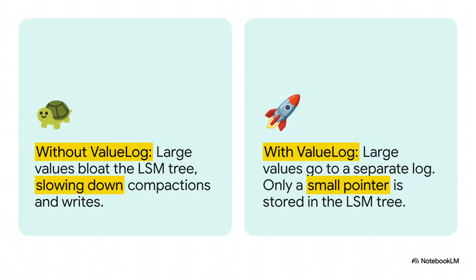But what if that book is a massive encyclopedia? Trying to sort and merge that thing with a bunch of tiny paperbacks is just inefficient. It slows everything down. So NoKV, taking a cue from BadgerDB, does something really smart. It separates the big stuff. That giant encyclopedia goes into a special storage area called the ValueLog, and only a tiny library card, a small pointer, is left in the main sorting system. This keeps the core LSM tree incredibly lean and makes those background merges, the compactions, lightning fast.